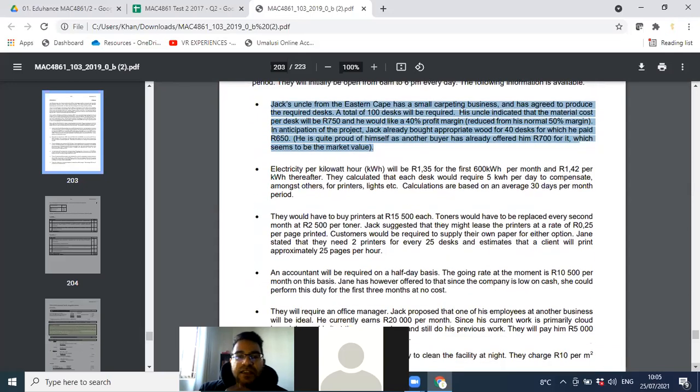Jack's uncle from the Eastern Cape has a small carpeting business and has agreed to produce the required desks. A total of 100 desks will be required. His uncle indicated that the material cost per desk will be $750 and he will charge a 40% profit margin. In anticipation of the project, Jack already bought appropriate wood for 40 desks, for which he paid $650. We know that part, so now we can plug this in.